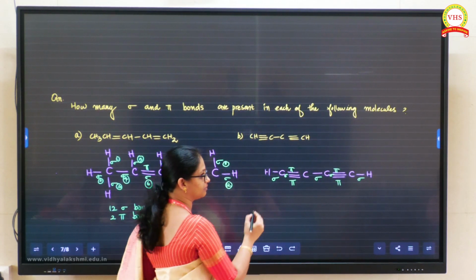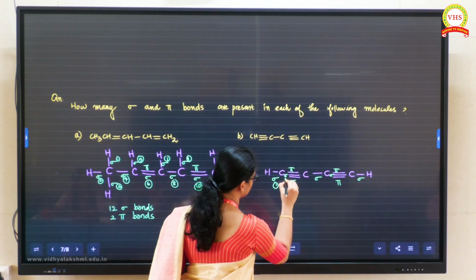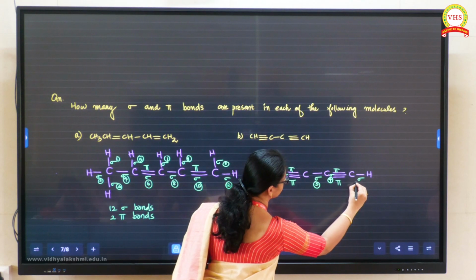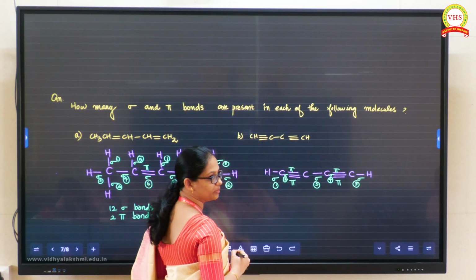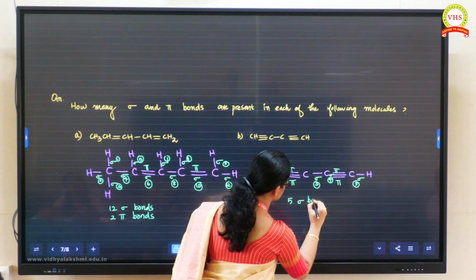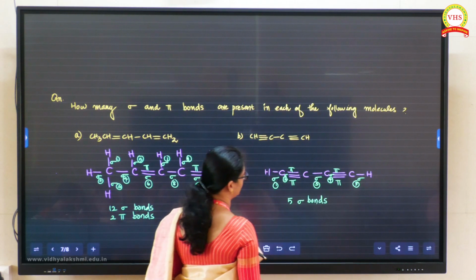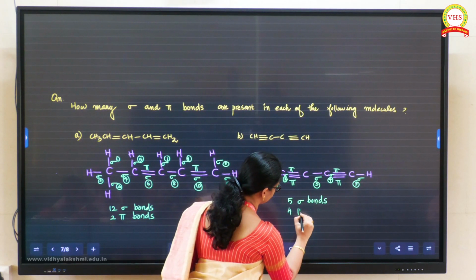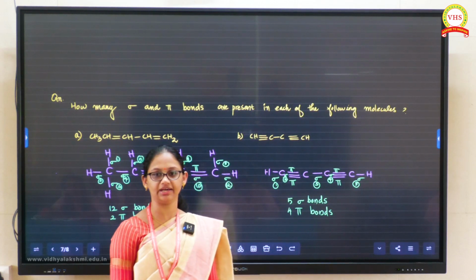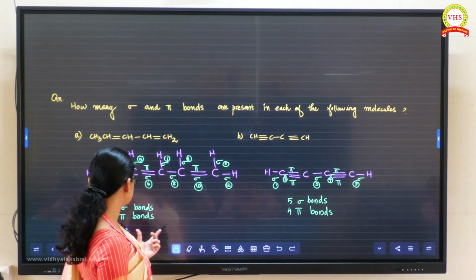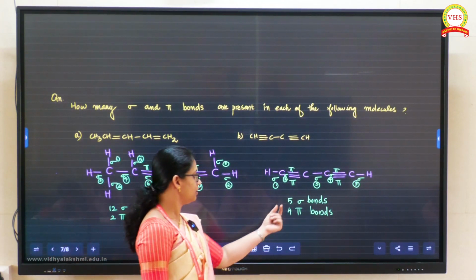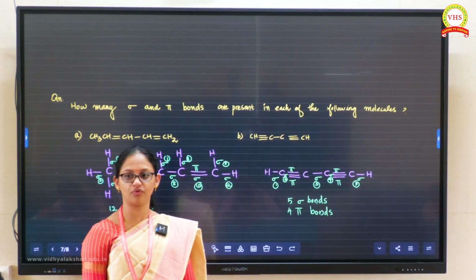So in total, how many sigma bonds are there? 1, 2, 3, 4, 5. So 5 sigma bonds. How many pi bonds? 4 pi bonds. Is it clear? Okay. So the first case has 12 sigma bonds and 2 pi bonds. The second case has 5 sigma bonds and 4 pi bonds.